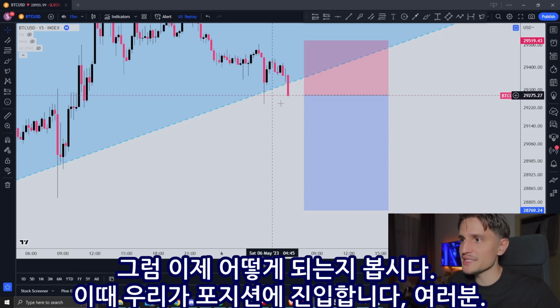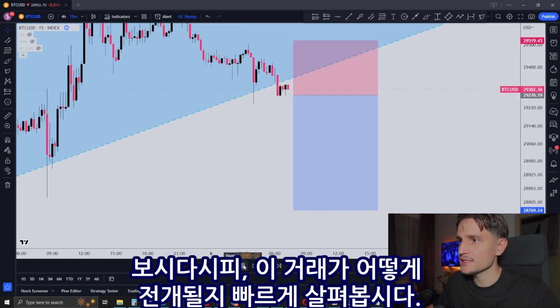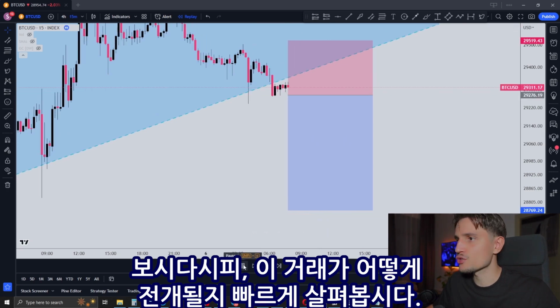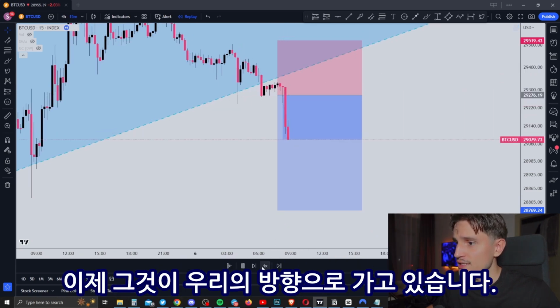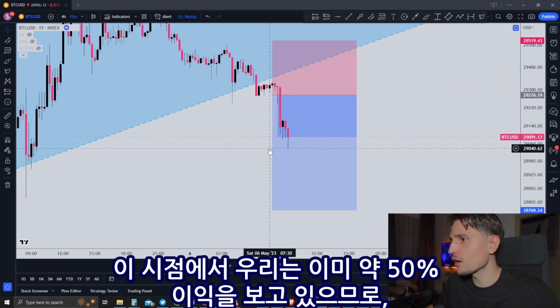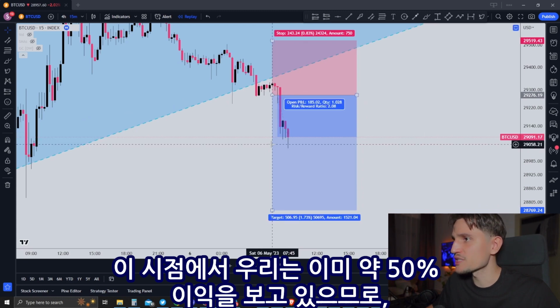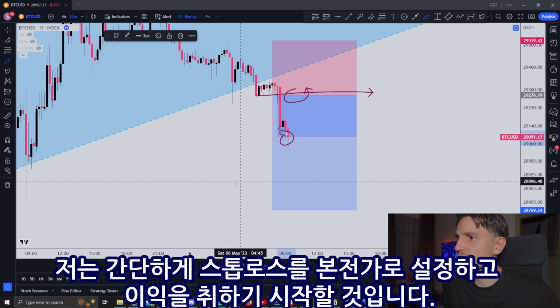So let's see what happens. This is where we enter our position, guys, right? Let's press play, and as you can see, let's take a quick look how this trade would eventually play out, right? So now that's already going in our direction. Now at this point, when we are already in profit around 50%, I would very simply set my stop loss back to my break-even point and start to take profits.